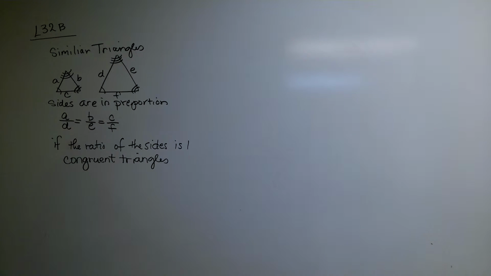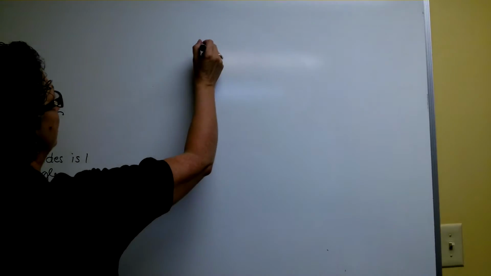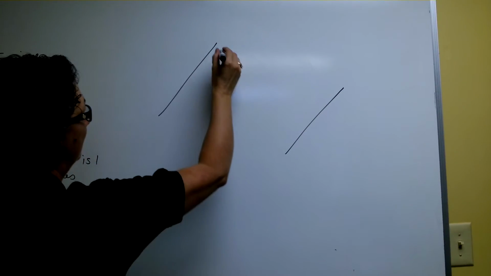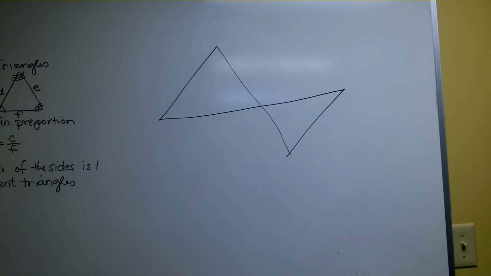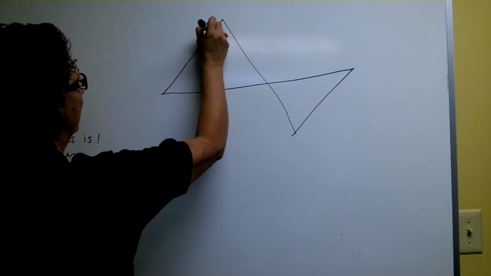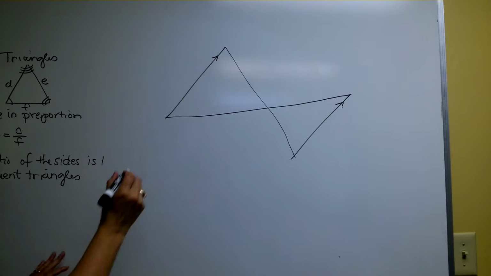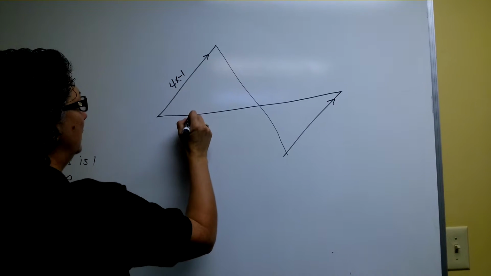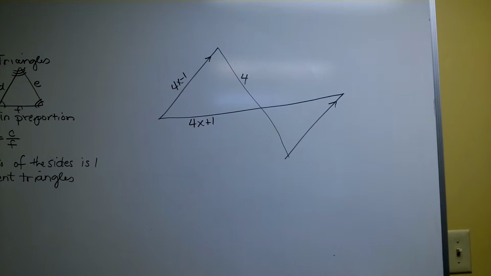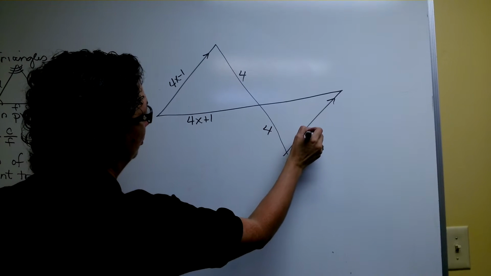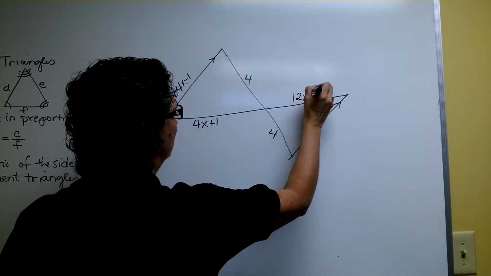In your practice C, we have one that looks like this. Let me draw it over here. I got two parallel lines going this way, and a transversal going there, and a transversal going there. And we have the little tick marks right here that say that line and that line are parallel. We have 4x minus 1, I believe, and 4x plus 1, and a 4 over there. Yes, and we have a 4 here, and a P, and a 12x minus 7.